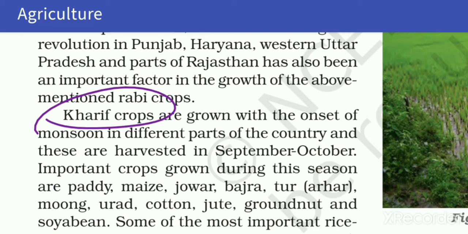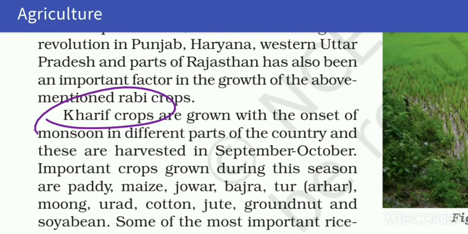Kharif crops are grown with the onset of monsoon. Onset of monsoon means arrival of monsoon. So what is the timing of arrival of monsoon? It is June. So basically we can say that Kharif crops are sown during June and July, while the crops are harvested in September and October. This is the timing when the crops are harvested.